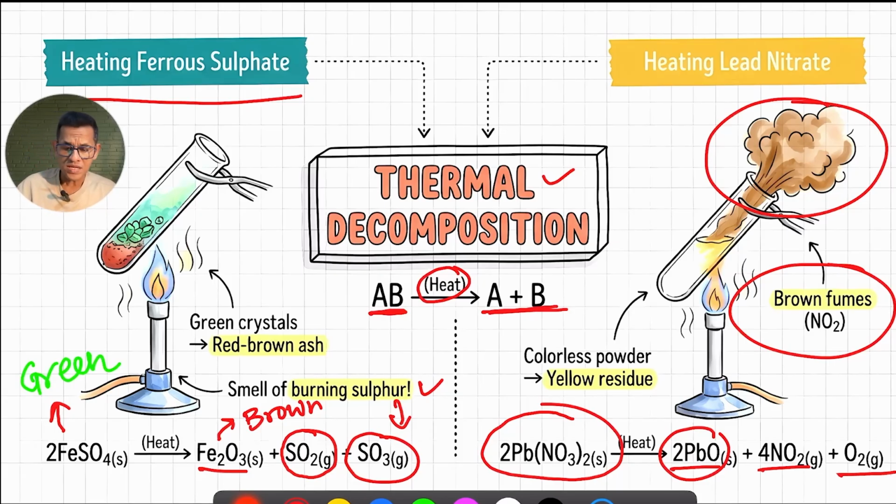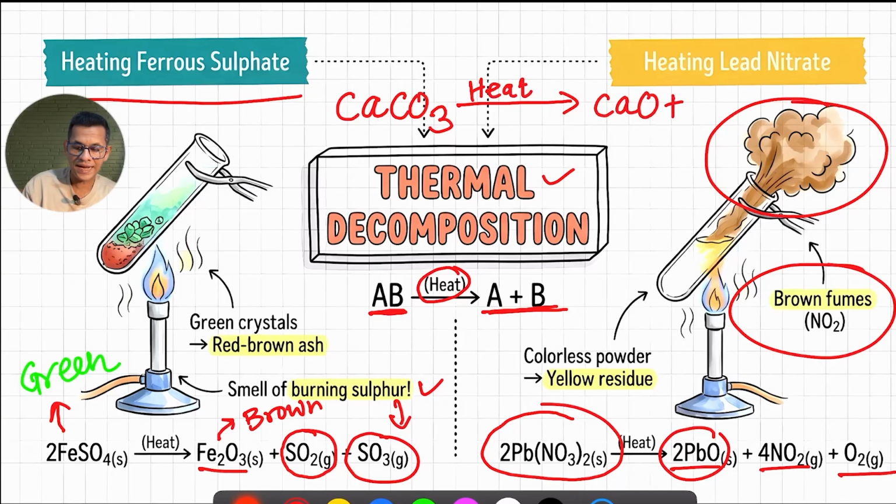One more example which you might want to remember is heating of calcium carbonate. Calcium carbonate's formula is CaCO3. When you heat calcium carbonate, you get calcium oxide and carbon dioxide. So these are the three important examples you might want to remember when it comes to the thermal decomposition process.